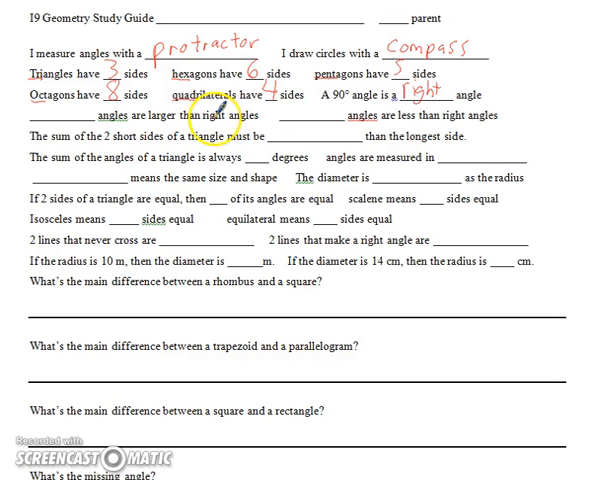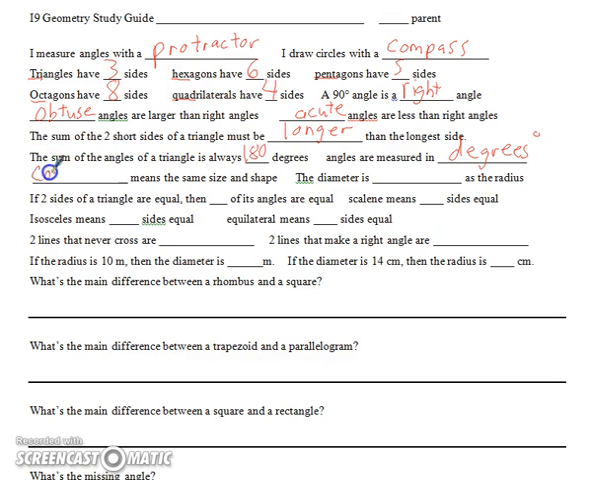Angles larger than a right angle, open wide, are obtuse, because they're opening more than 90. Acute, oh, it's a cute little angle, it's less than 90. The sum of the two short sides of a triangle must be longer than the longest side, or else it's not really going to be a triangle. The sum of the triangle angles always adds up to 180. Angles are measured in degrees, and the sign looks sort of like a little bubble floating up there.